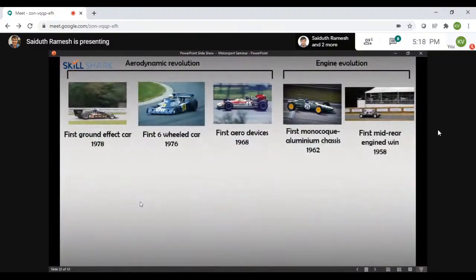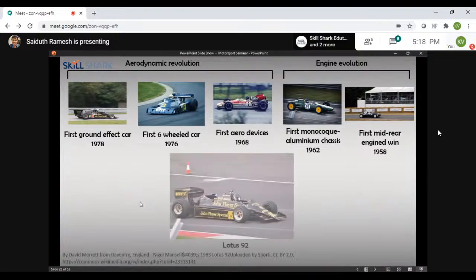And the reason why motorsport organizations try to restrict rules and slow the cars down is because if the car is extremely fast, it does become very dangerous. And drivers can only take so much G-force while going through a corner before actually being crushed by the force itself. Now, this is the Lotus 92.